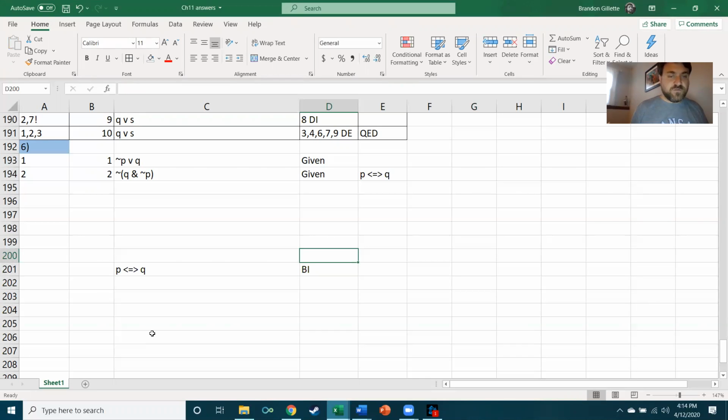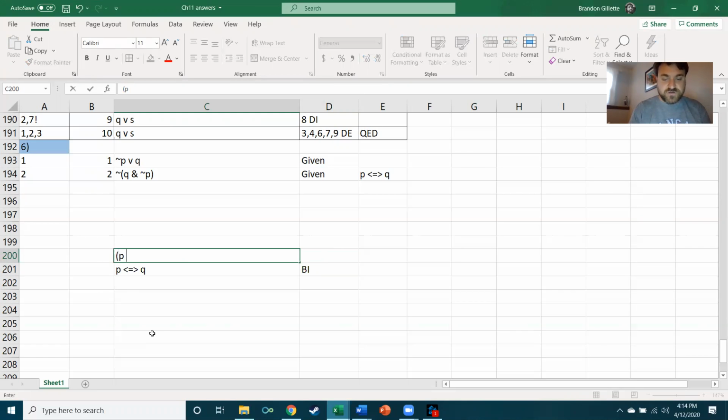We don't know which line numbers we're going to use for that yet, but we know that we're going to end up using the rule biconditional introduction because it's the only way to introduce a biconditional, right? So there we go. And of course, if you look at the biconditional introduction rule, then you know that the biconditional is just a conjunction of two conditionals. The conditional if P then Q, and the conditional if Q then P.